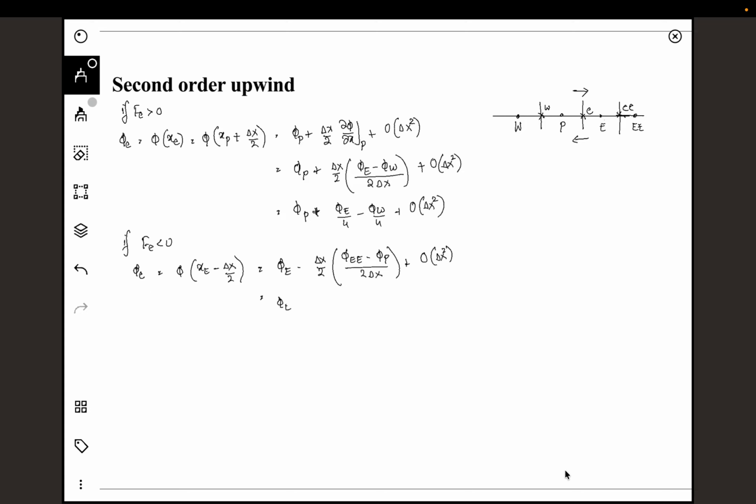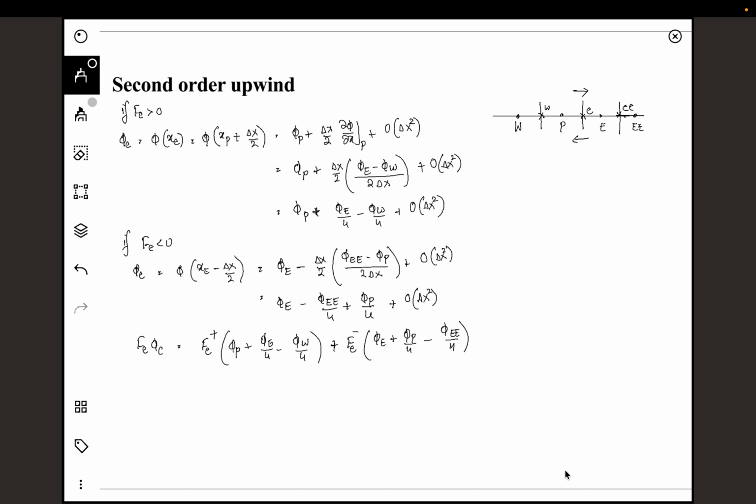So I'll have phi east minus phi east east by 4 plus phi p by 4, which is a second order accurate scheme. So to sum these two things together, what we'll have is Fe phi east will be Fe plus phi p plus phi by 4 minus phi w by 4 plus Fe minus phi east plus phi p by 4 minus phi east by 4. This is the equation I'll have for Fe phi e.